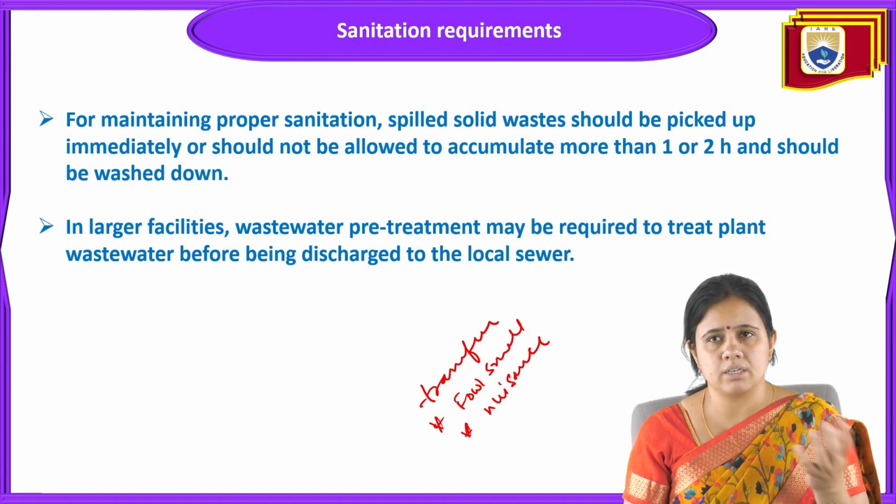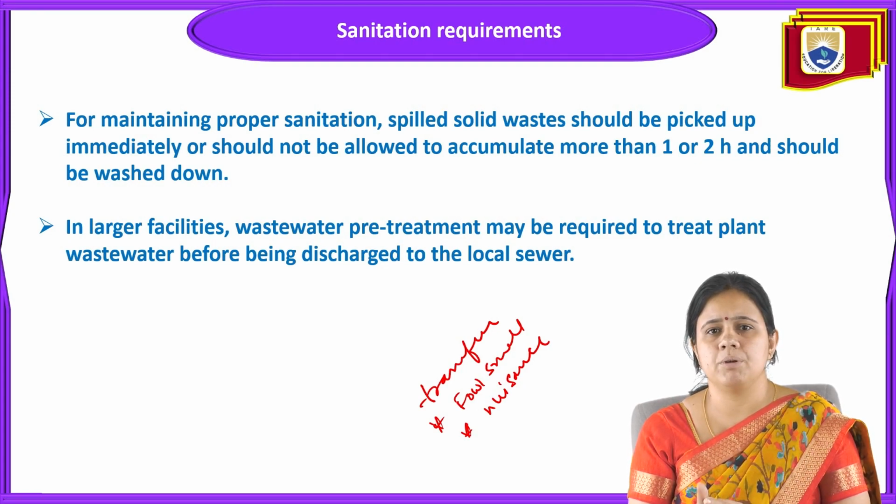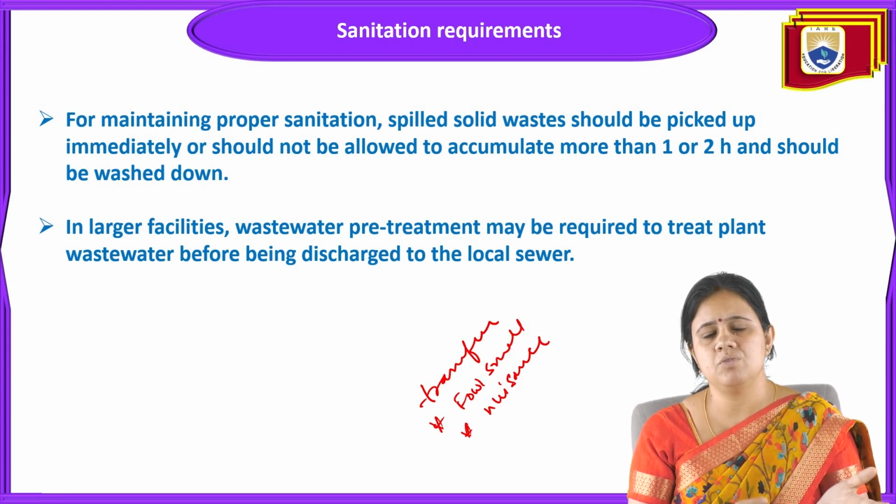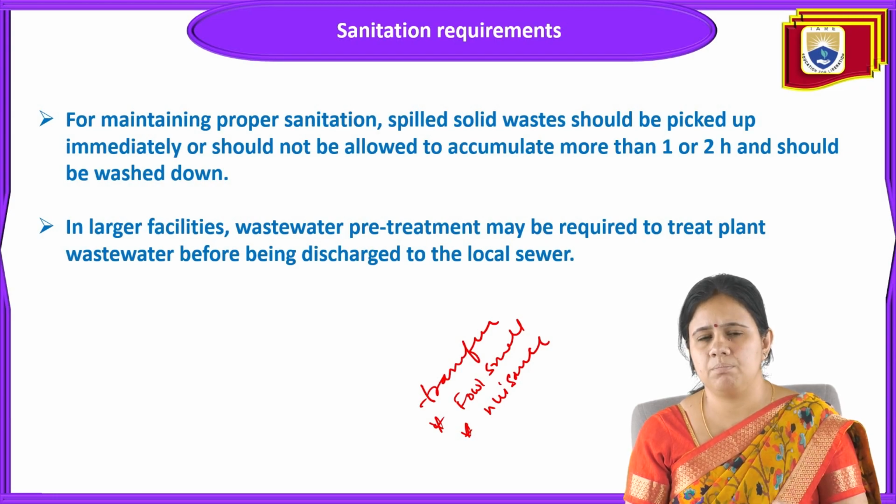Obviously, before discharging the water into a local sewer, pre-treatment is required, because it is already wastewater. If you discharge it directly to the local sewer, this will again pollute the local sewer. So before discharging into the local sewer, pre-treatment is very much important. And for maintaining proper sanitation, spilled solid waste should be picked up immediately or should not be allowed to accumulate more than 1 or 2 hours or should be washed down.